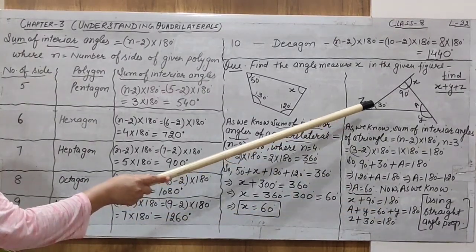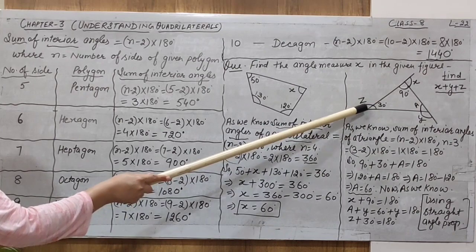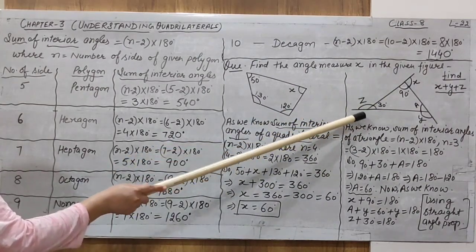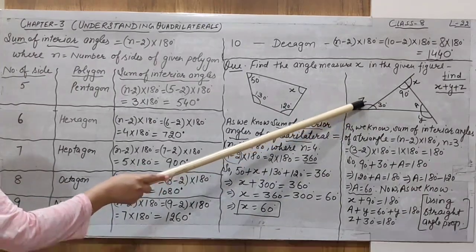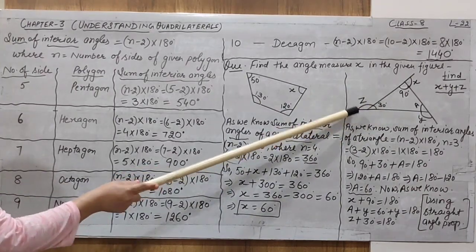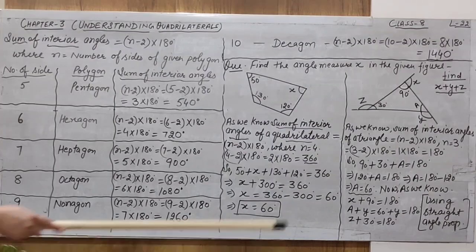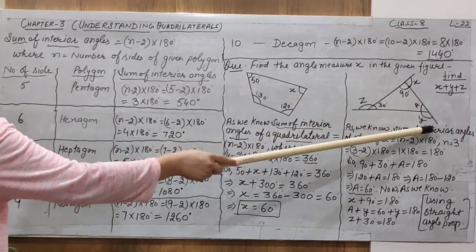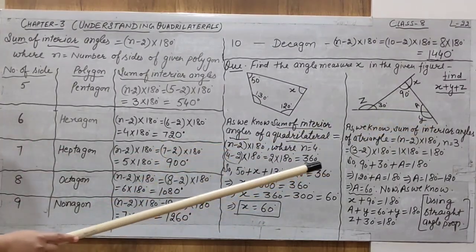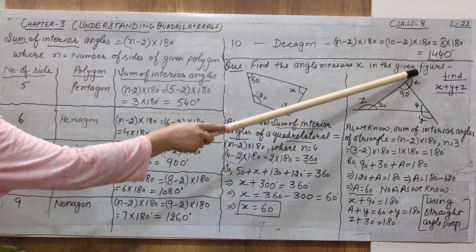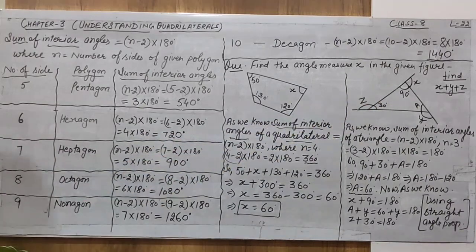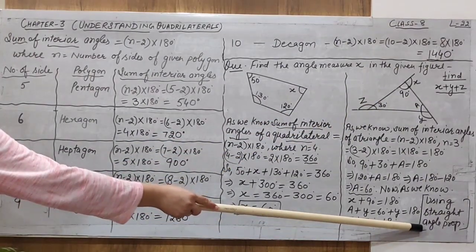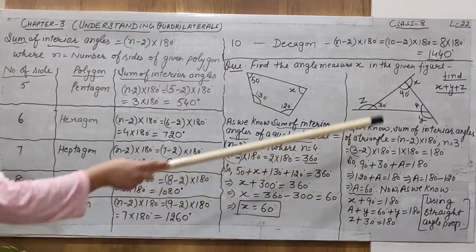Straight line angle means if a line is drawn on a straight line and it is divided into two parts, the total sum of these two angles is equal to 180 degrees. The total sum of these two angles is also equal to 180 degrees. The value of this complete angle, that is a straight angle, is equal to 180 degrees. So we are going to use that property, the straight angle property.